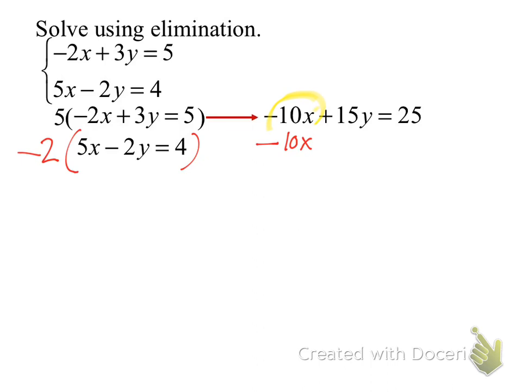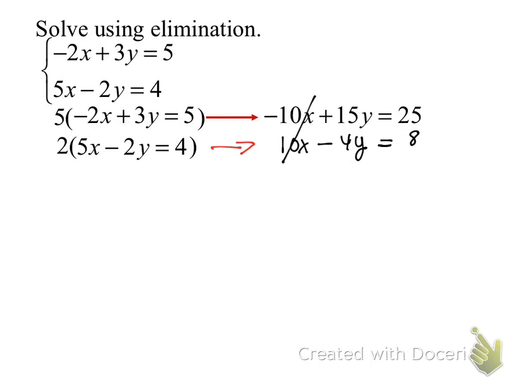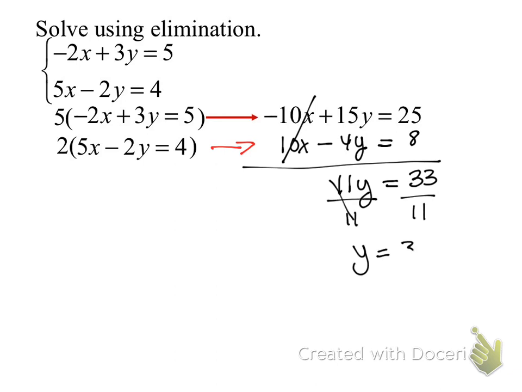Negative 2. So if I'm multiplying by negative 2, I end up with negative 10x. Is that opposite? Doesn't cancel. Positive 2. I'm multiplying the whole thing by positive 2. And then I get what, Isabel? 10x minus 4y equals 8. Cancel. And then I'm left with 11y equals 33. Divide by 11, divide by 11, y equals 3.